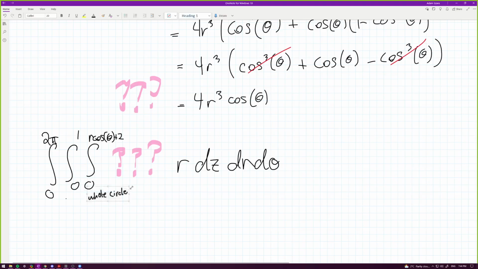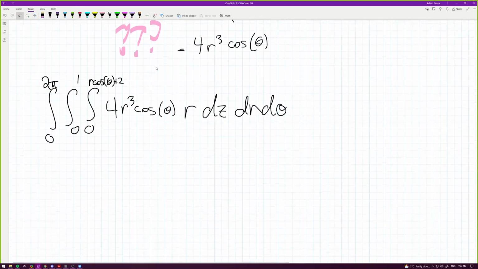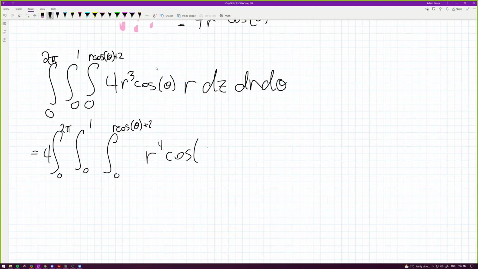So what am I doing? Whole circle goes away. That goes away. Question mark, question mark, question mark goes away. Move that over there. Okay. So now we just put that in for r cubed cos theta. And so finally, to integrate this, we're just going to say the integral from 0 to 2 pi, integral 0 to 1, integral 0 to r cos theta plus 2. Put a 4 in the front, right? It's r to the 4 cos theta. Perfect. There we go. Okay.